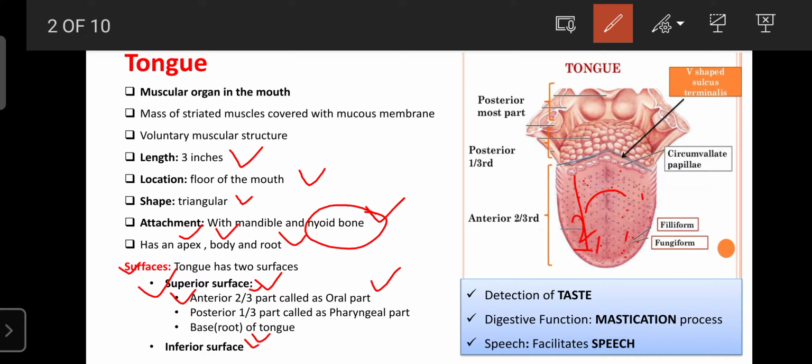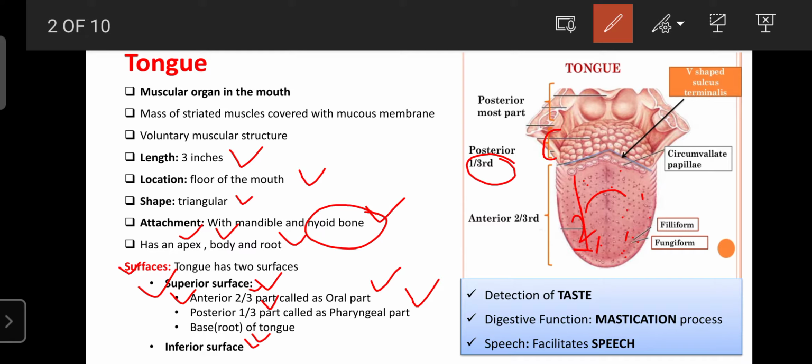And just after the anterior part of the tongue, that is the one third part of the tongue, is known as the posterior part of the tongue. So this is the posterior part of the tongue. Okay, so that is the one third. It is also called the pharyngeal part.